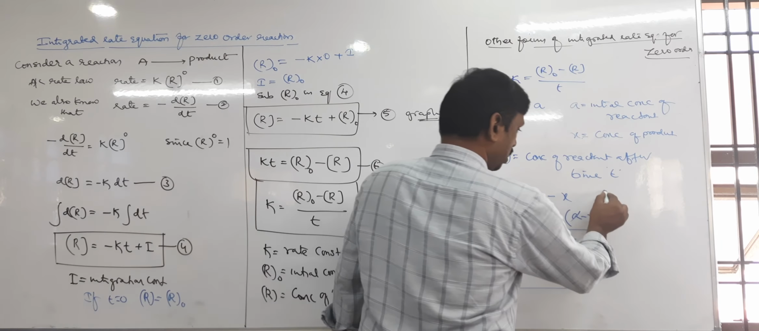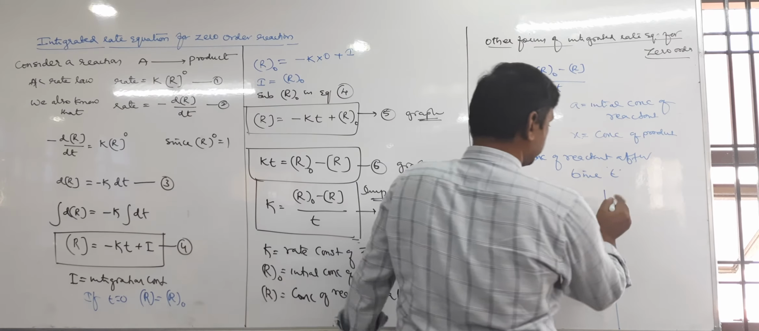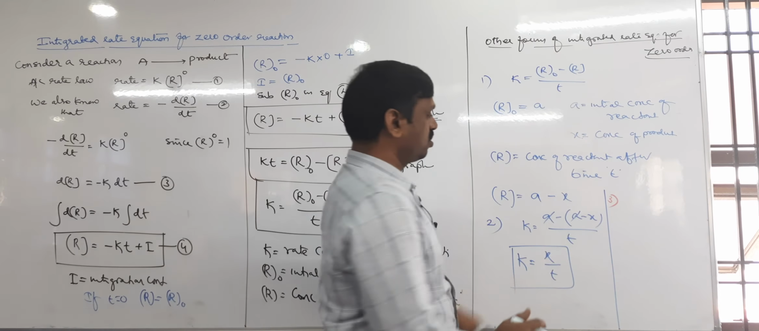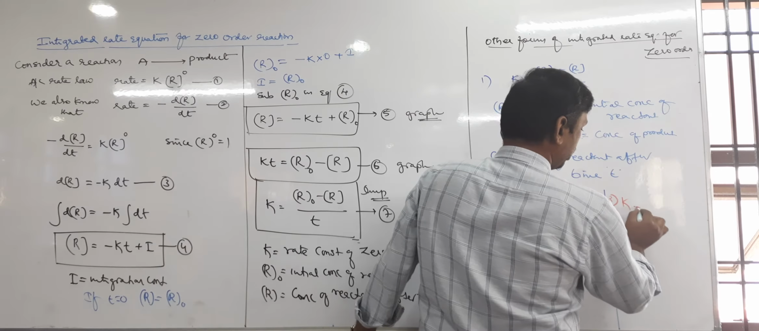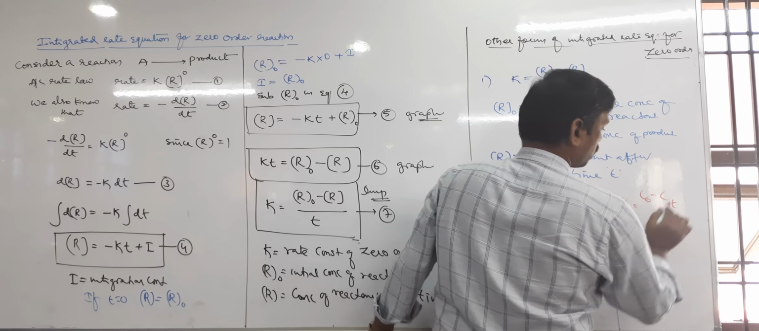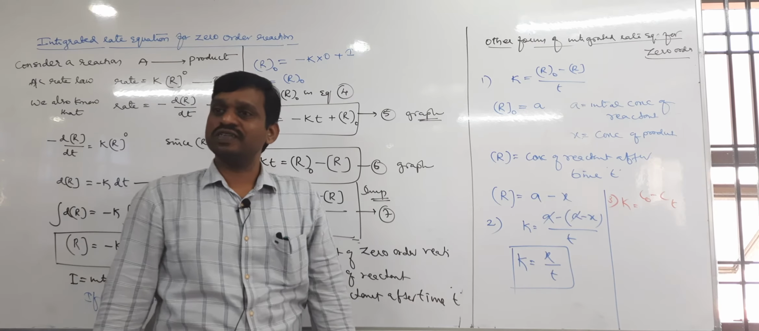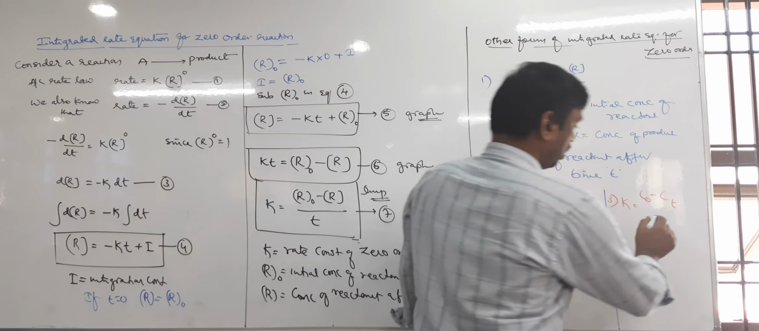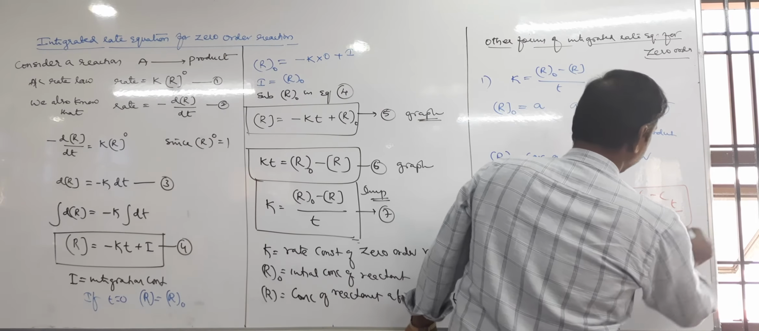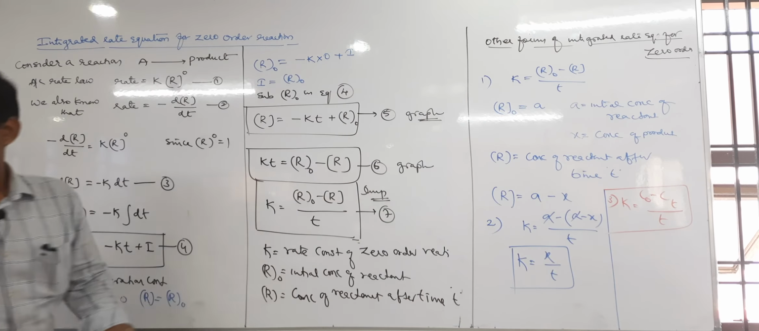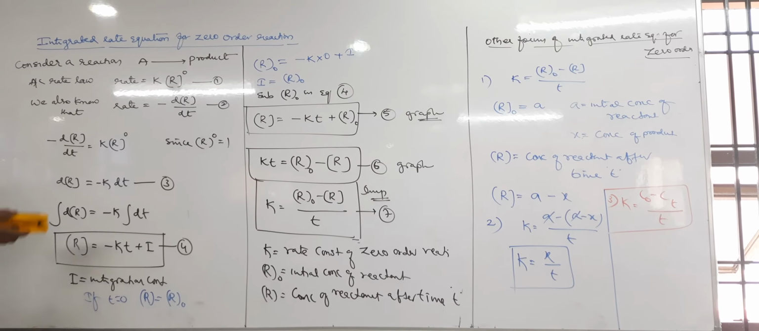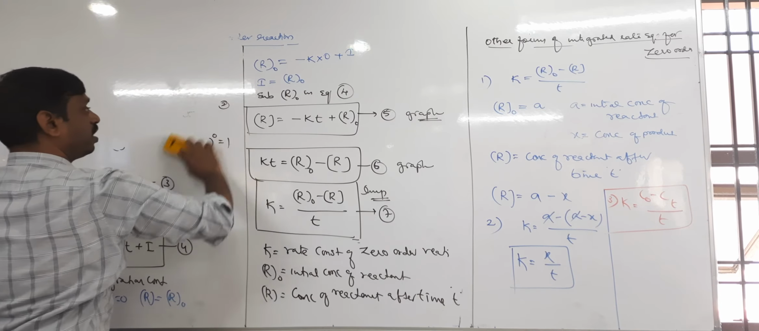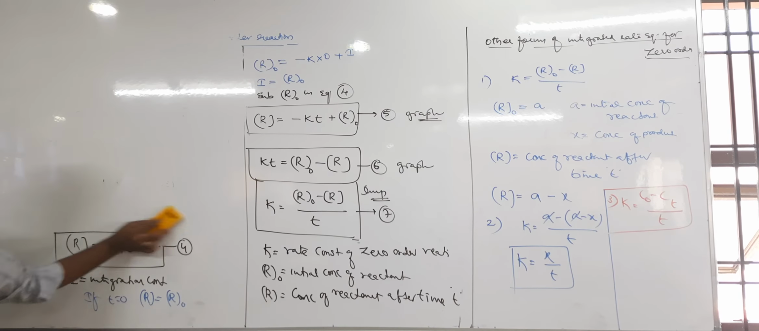Then you can also write another form, the third one. It is R naught minus R, no? Therefore I can also write K equal to C naught minus Ct, where C naught is the initial concentration, Ct is the concentration of reactant after time t, divided by t. So this can also be written. Okay, so those are the 3 different forms of the integrated rate equation for zero order reaction.